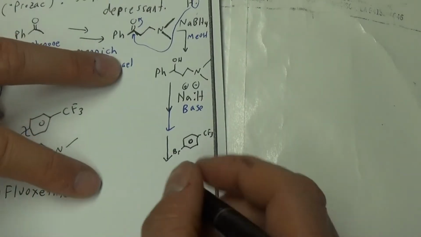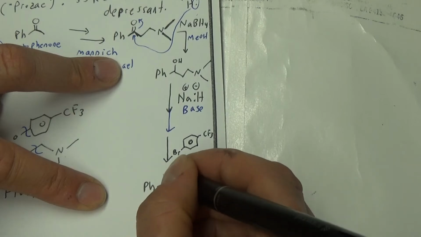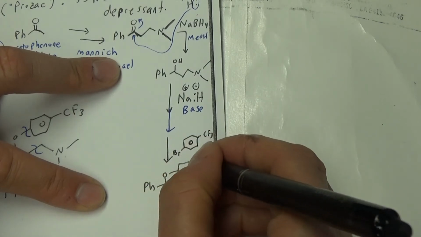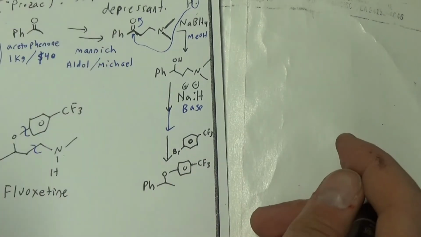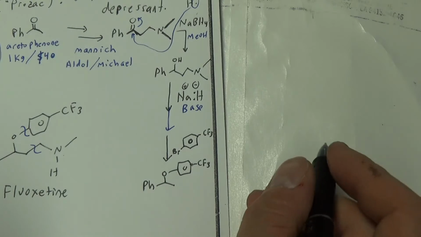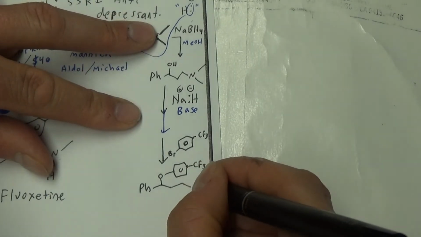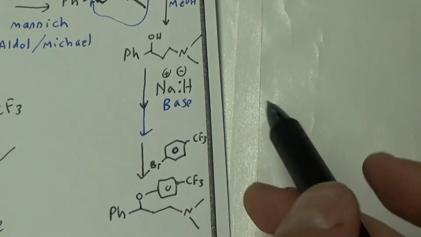Okay, so it's phenyl, oxygen, benzene, CF3. That's weird. How does it do that? I mean, that's actually a kind of interesting mechanism question, right? How does it do that?